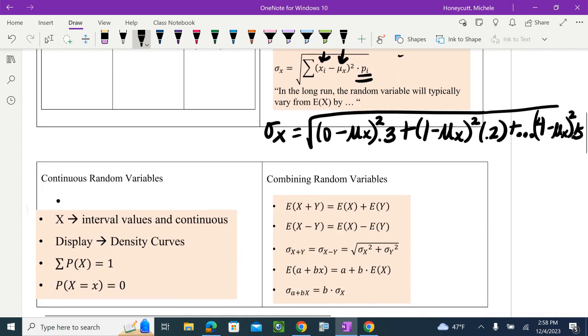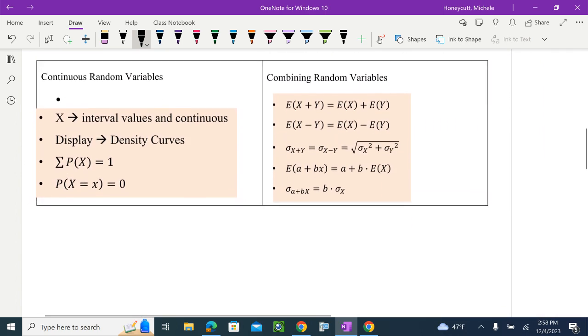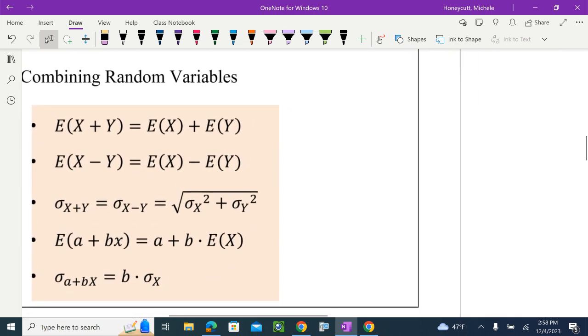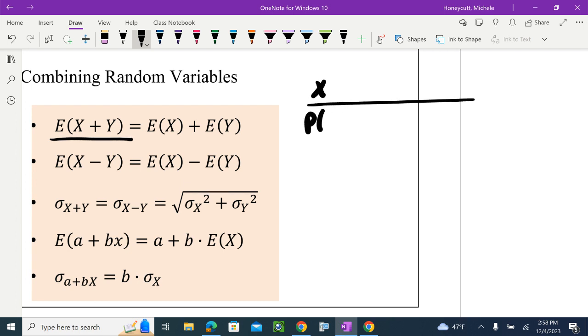Okay. Then, after we did that, we talked about combining random variables. So if I zoom in here. Combining random variables is when you're taking two distributions and you're combining them together. So let's say I had a distribution x with a p of x.